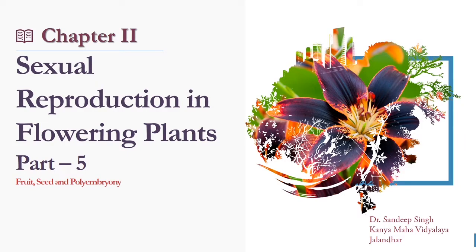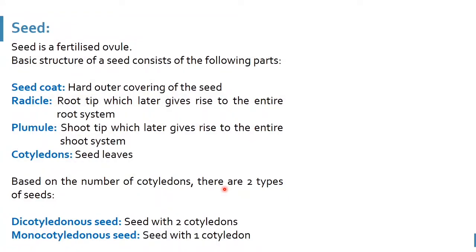Hello students. Previously we have done four parts in sexual reproduction in flowering plants. This is the last part and it contains fruit, seed and polyembryony. First of all, coming to the definition of seed. What is a seed? As you have already known, a seed is a fertilized ovule.